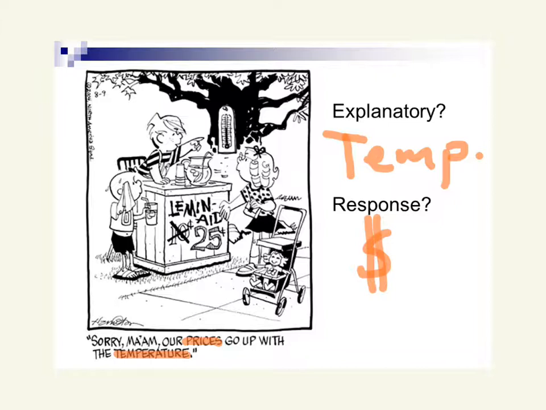Okay, think about what that would mean if we put price as explanatory and temperature as response. We would say if Dennis the Menace raises his price, then the temperature will increase as well. It makes absolutely no sense, right? So again, in this case, it is clearly that temperature is explanatory and price is response, right?